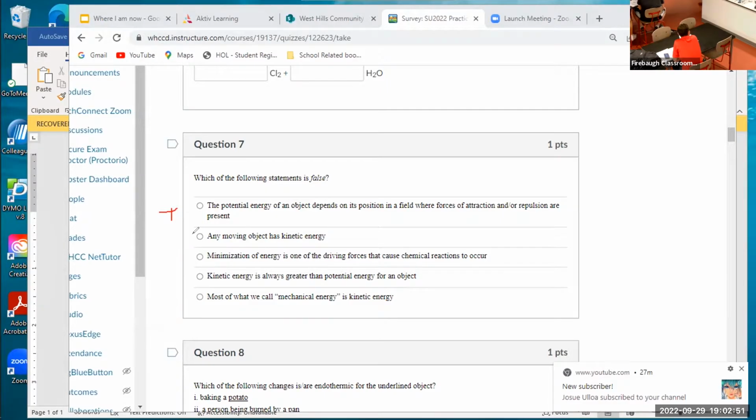Any moving object has kinetic energy. So that's true. The minimization of energy is one of the driving forces that causes chemical reactions to occur. So let's put a question mark by that.